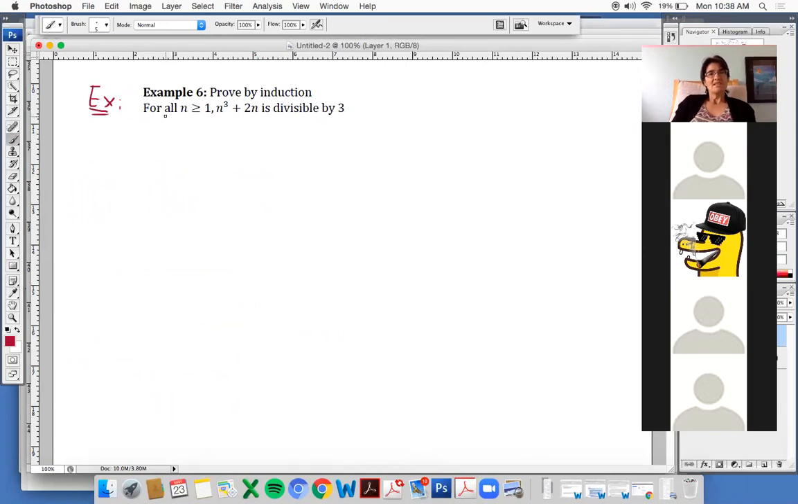So this problem says to show that for all n bigger than or equal to 1, this expression is divisible by 3. So this is my proposition: n cubed plus 2n is divisible by 3. For my basis step, we use the lowest value of n that we're interested in, 1. We plug 1 in, we get 1 cubed plus 2 times 1, which is 1 plus 2, which is 3. Yes, 3 is divisible by 3.